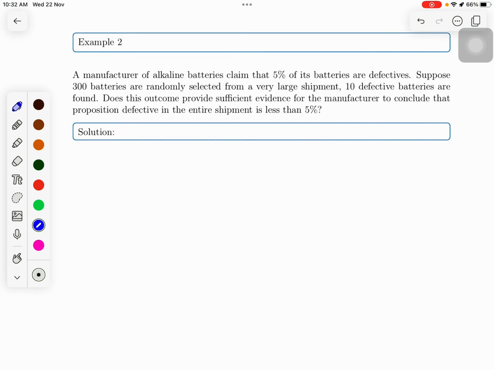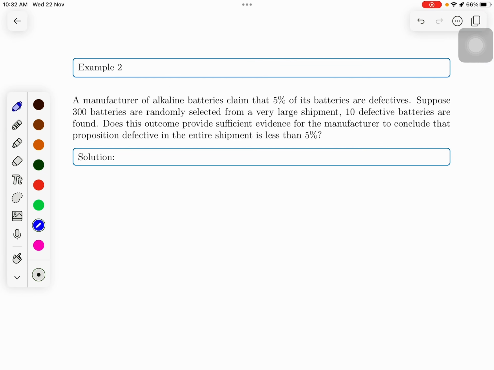Okay, now let's do another example for the proportion. Example 2. A manufacturer of alkaline batteries claims that 5% of its batteries are defective. Suppose 300 batteries are randomly selected from a very large shipment. 10 defective batteries are found. Does this outcome provide sufficient evidence for the manufacturer to conclude that the proportion defective in the entire shipment is less than 5%?